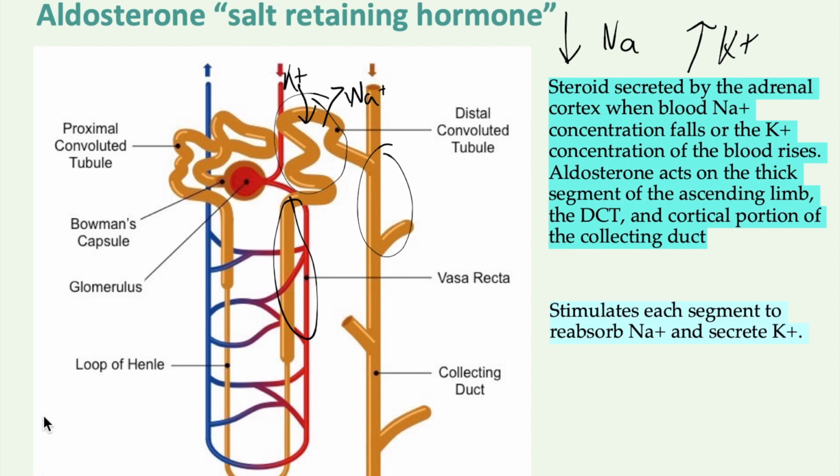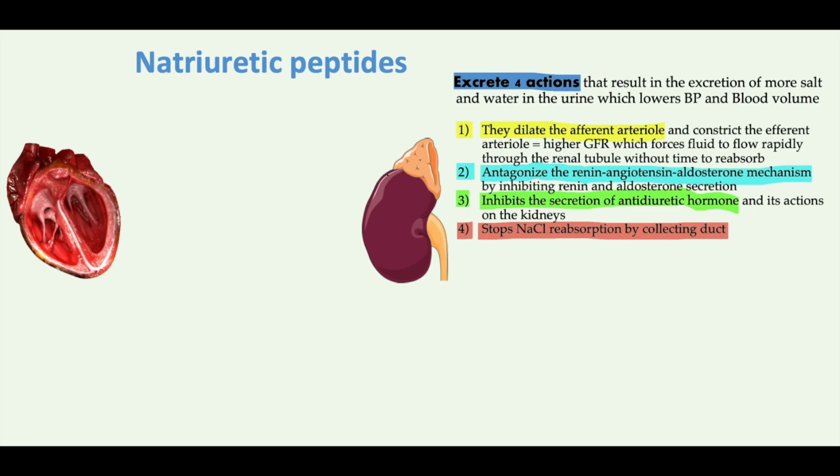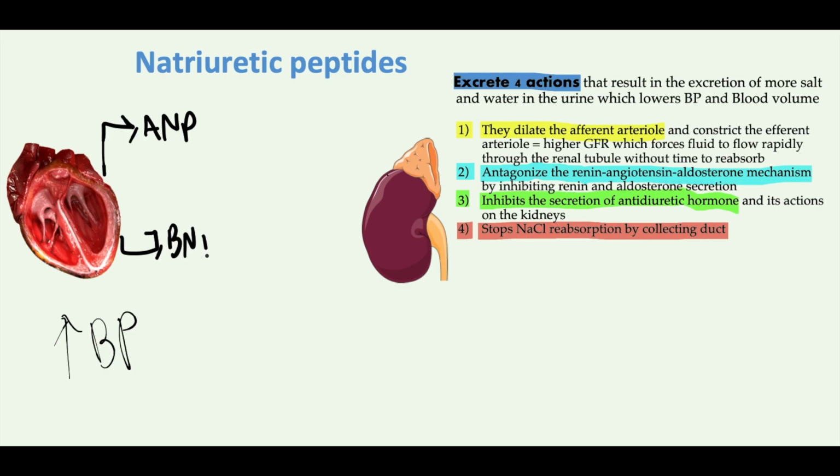Now let's move over to the second hormone that regulates reabsorption by the distal convoluted tubule and the collecting duct. That hormone is called the natriuretic peptides. Natriuretic peptides are hormones secreted by the heart in response to high blood pressure. There are two different types: the atrial natriuretic peptide, also known as ANP, and the brain natriuretic peptide, also known as BNP.